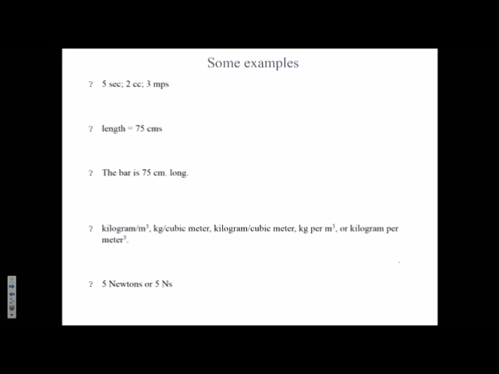So look at this. Anything wrong with this? 5 sec, 2 cc, 3 mps? Units should either be written in full or the symbol. So sec is not right. You can't say 5 sec. It should be either 5 s or 5 seconds. 2 cc: cc is not an accepted abbreviation. So it should be either 2 cm³ like that or 2 cubic centimeters.